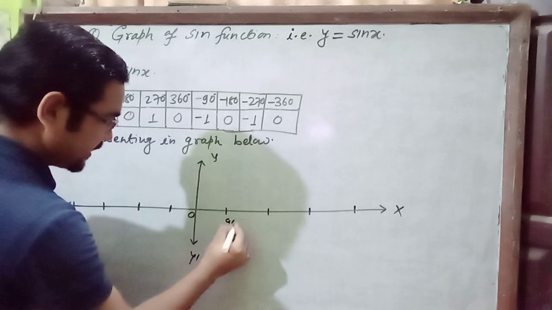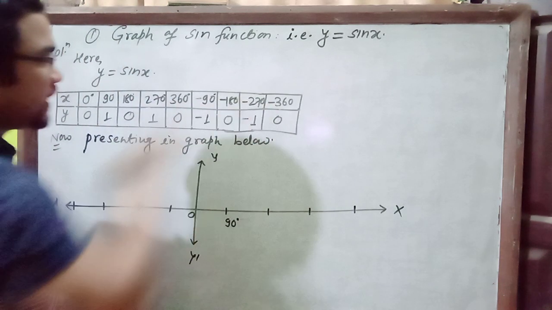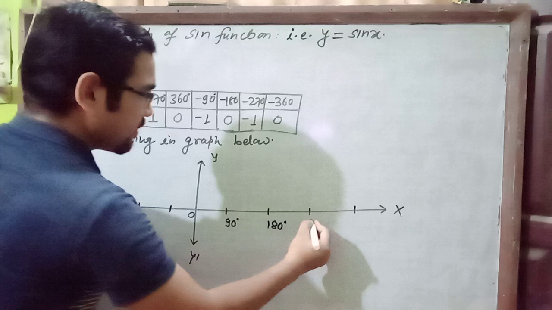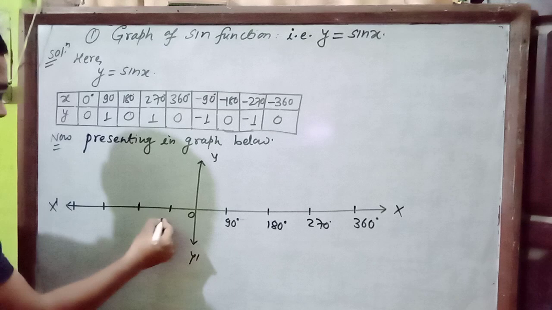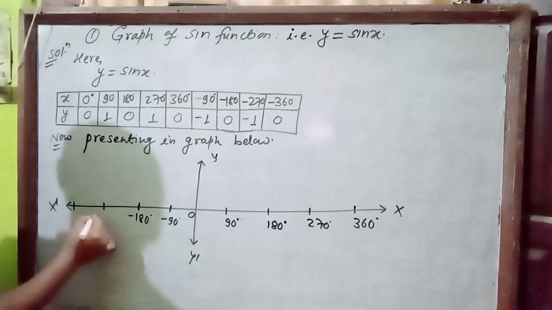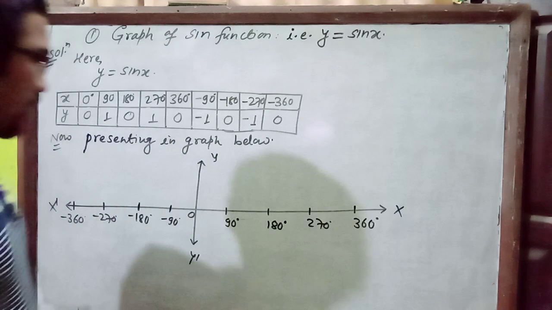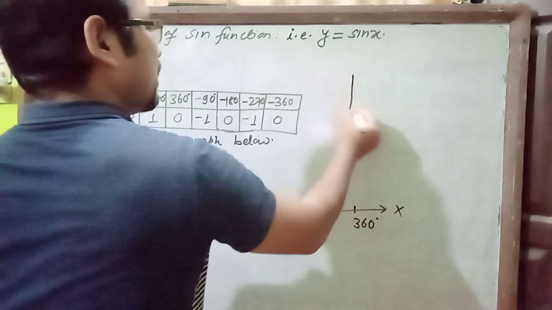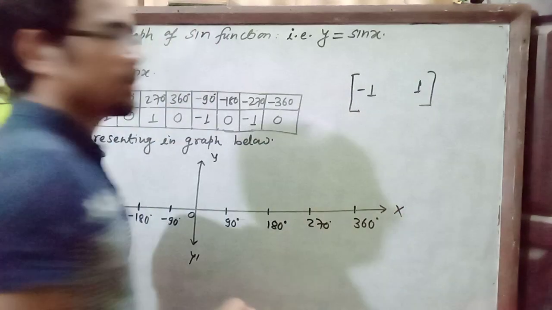We can write this like 90 degree. It can be changed into radian also. I have put the angles in degrees, and they can be put in radian. 90 degree, 180 degree, 270 degree, 360 degree, and negative minus 90 can be written as pi by 2, minus pi by 2, minus 180 degree, minus 270 degree, and minus 360 degree. Now everyone, values of this sine function lie from minus 1 to 1.